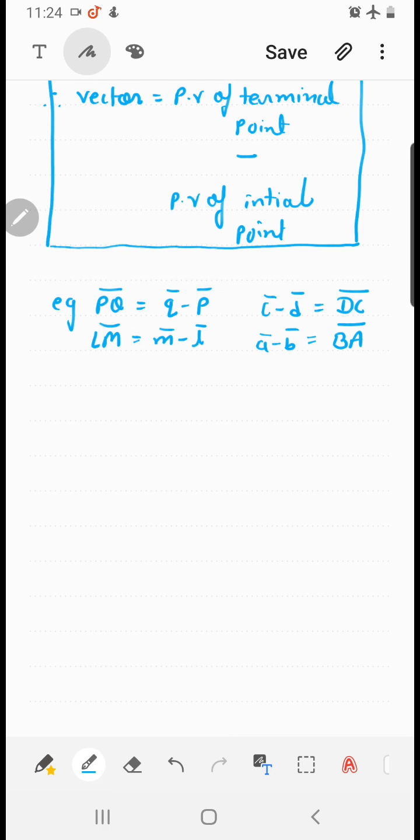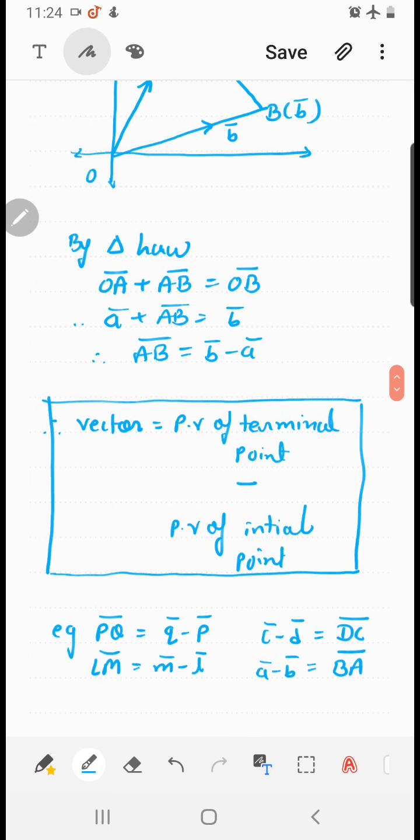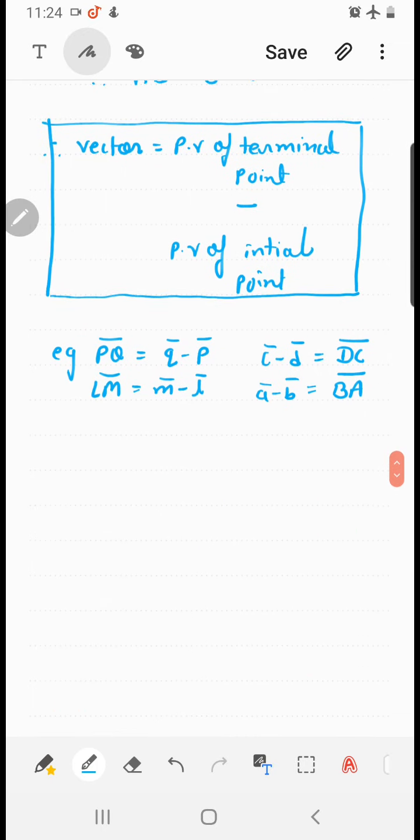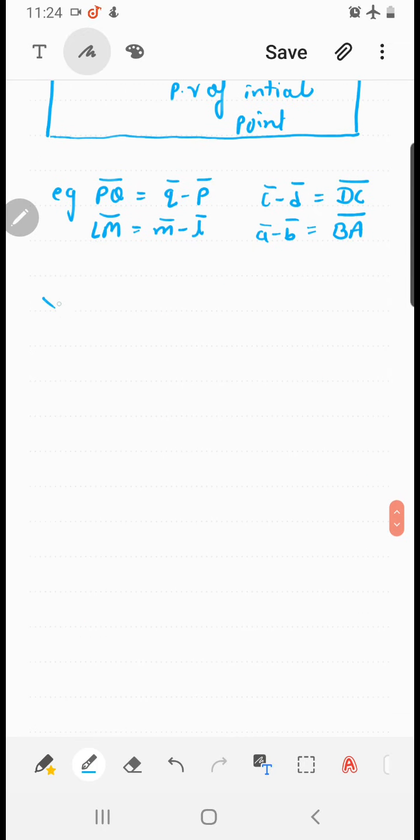Okay, so this is what we got as a vector in terms of its position vector concept. Now let us write a vector in terms of i cap, j cap and k cap. Before we start, let us understand the importance of i cap, j cap and k cap. Basically, we are studying vectors to simplify coordinate geometry only.